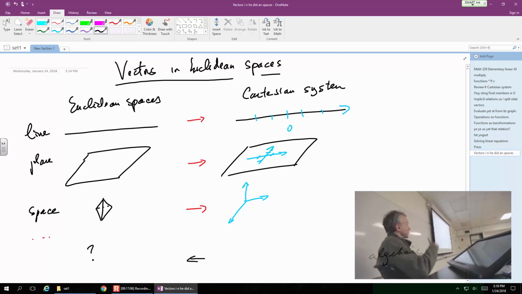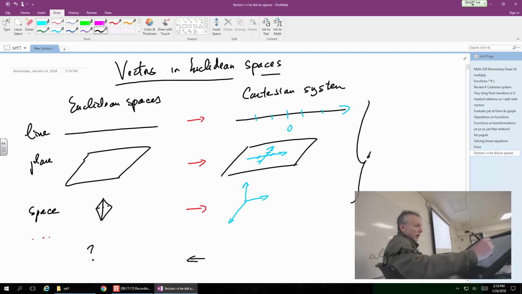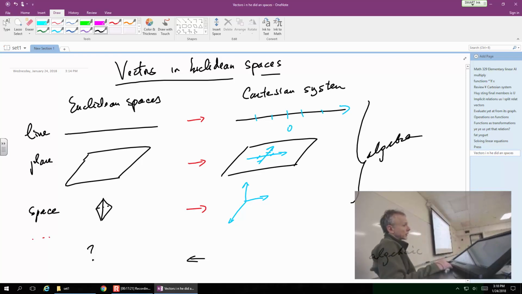Algebraic, from algebra to geometry rather than vice versa. So this is geometry on the left, pure geometry, and then you produce, with the Cartesian system, algebra. Okay, so this is algebra for the most part. And remember, we can do a lot of things with the Cartesian system, including distances, as well as angles.